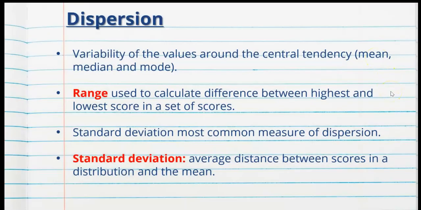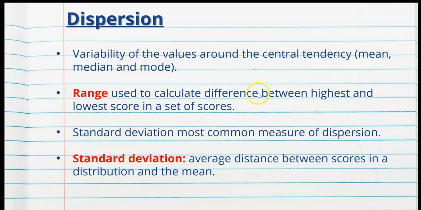So going on from that, variability of the values around the central tendency, the mean, median, and mode, is what we refer to as dispersion. All right, and there are two main measures of that. There's the range, which is used to calculate the difference between the highest and lowest scores in a set of scores. So the higher the range, the more dispersed the results are.